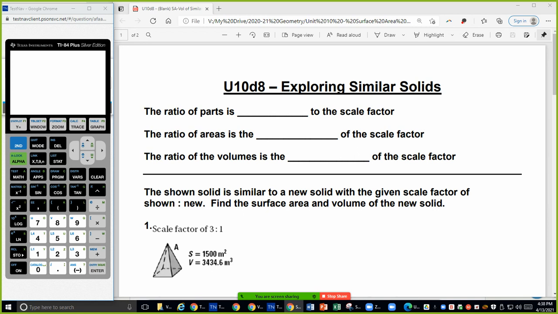Hi, welcome to Unit 10, Day 8, our final lesson before we review for our test. We're going to be exploring similar solids, or similar three-dimensional figures.